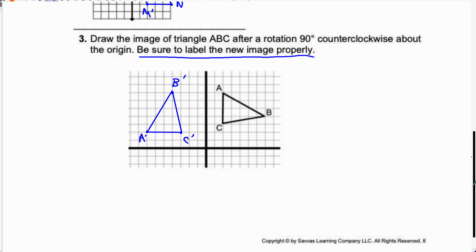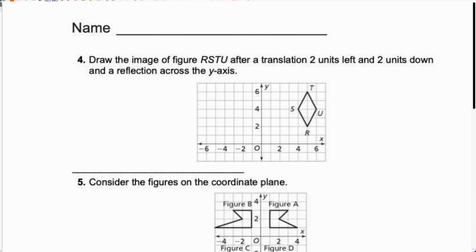All right, number 4. Draw the image of RSTU after a translation 2 left and 2 down, and then a reflection across the y-axis. So we did one unit where we kind of put all of the moves together. We did a unit each on translating, reflecting, and rotating, and then we did one unit where it put those together. So you'll have to do a couple of them here that involve multiple steps of transformation. So the best way I think to do this is to do one step at a time.